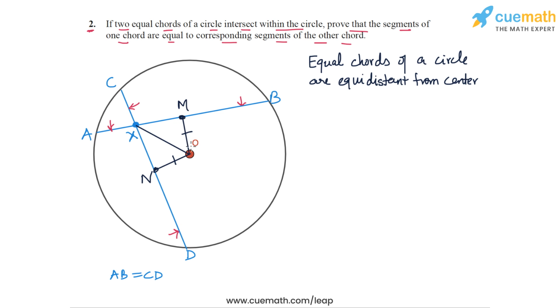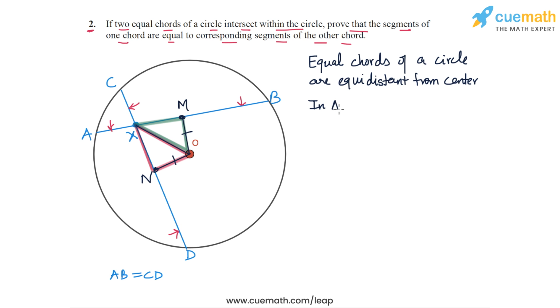What we are going to do now is compare the triangles OMX and ONX. I'm going to highlight these two triangles for you. We will compare OMX, this triangle, with ONX, this triangle, and we will show that these two triangles are congruent. Okay, so let's write this.